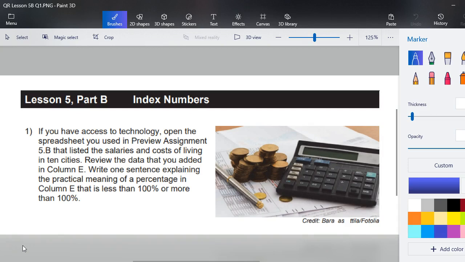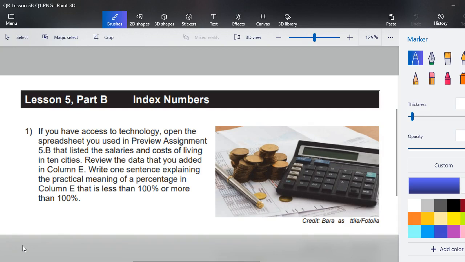And one comment I'd like to make is that the conclusion in this report was that the purchasing power of the minimum wage has not kept pace with inflation since 1968. Now is a good time to look at question number 1. It says if you have access to technology, open the spreadsheet that you used in the preview and look at the salaries and review the data, and then talk about what does it mean when something's more or less than 100%. Write down your thoughts and then come back.